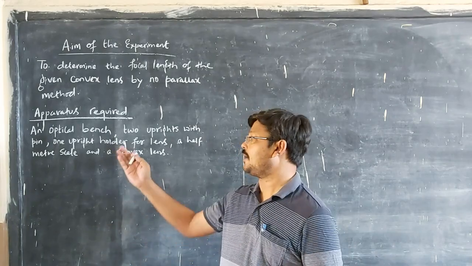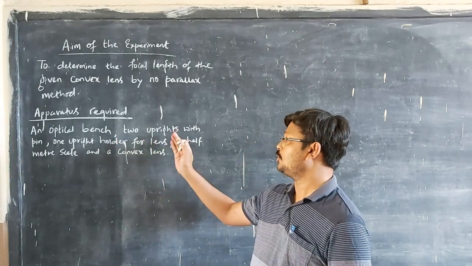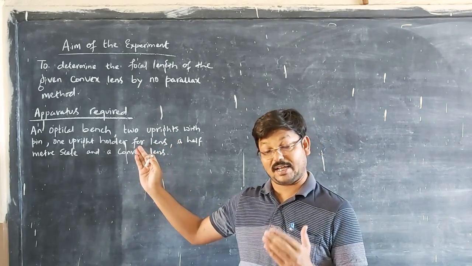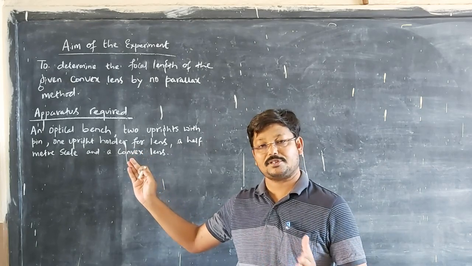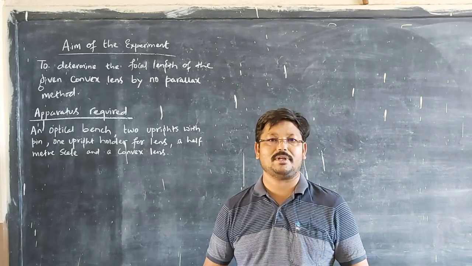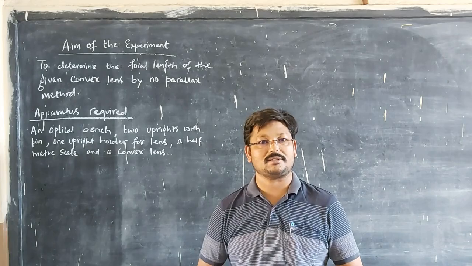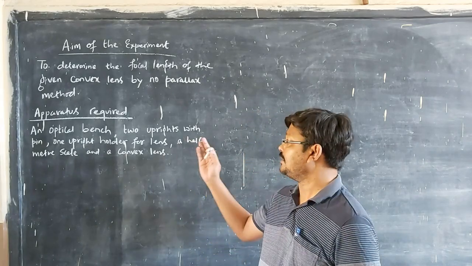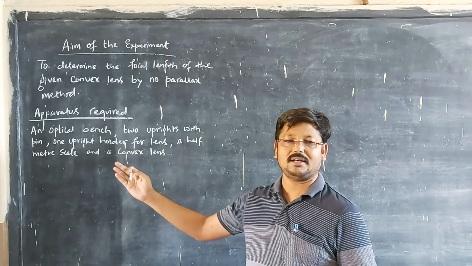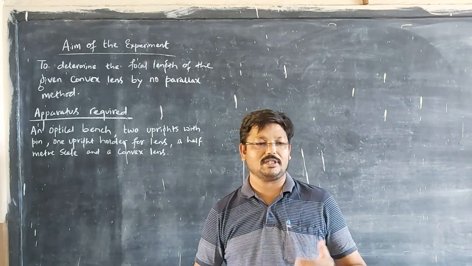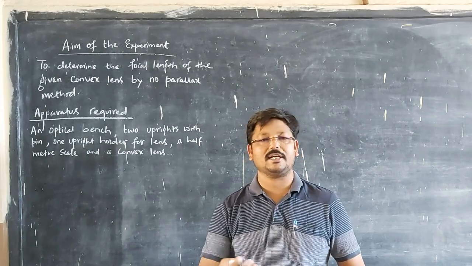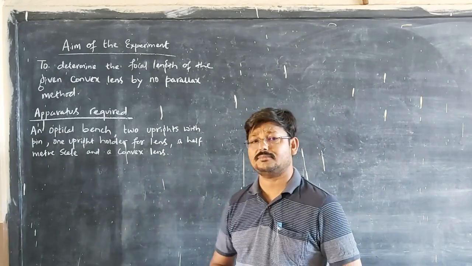So the apparatus required for this experiment is an optical bench, two uprights where you are going to put the pins, and the pins have to be sharp and identical. If they are not sharp, I suggest you can use any pen also, because a 0.5 mm pen, its nib is very sharp, so that also can be utilized, but both have to be identical. Then next is one upright for holding the lens, and a half meter scale, to find whether the optical bench is at an equal height from the tabletop or not, or for any other purpose also, and a given convex lens.